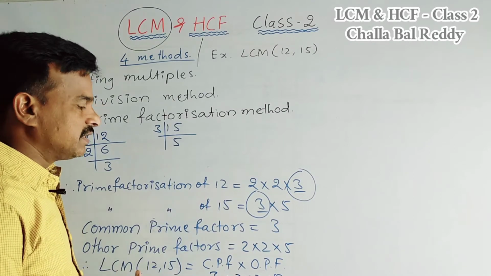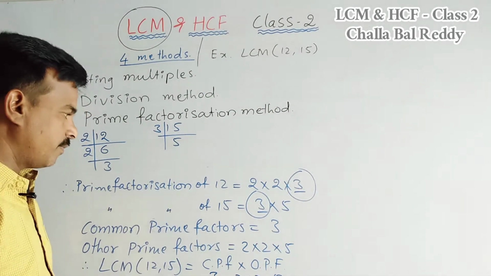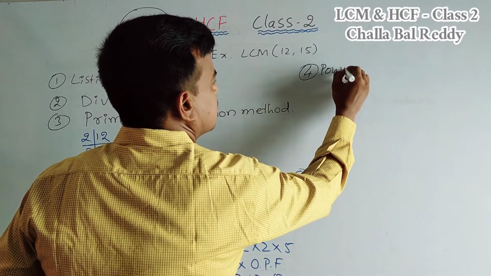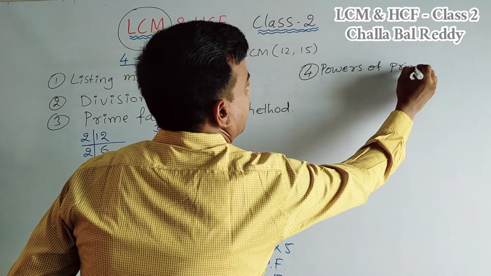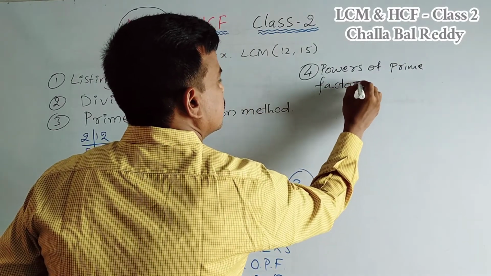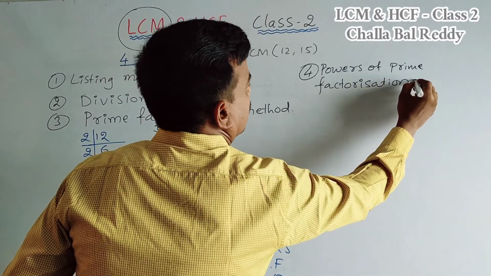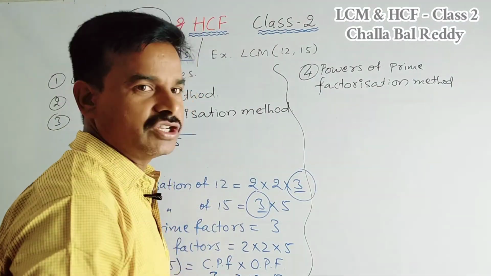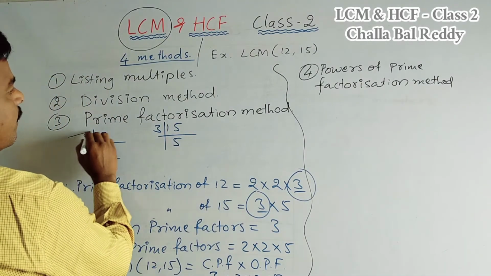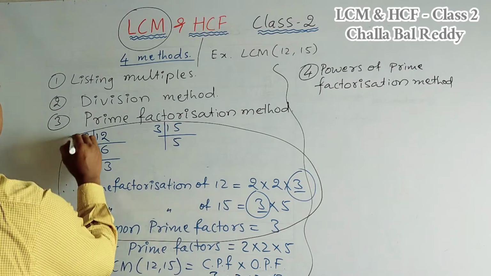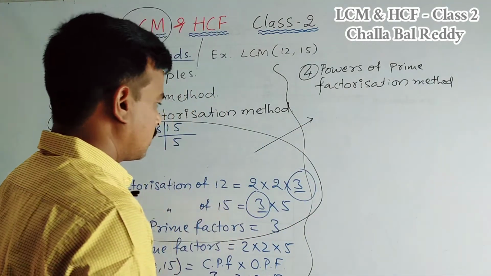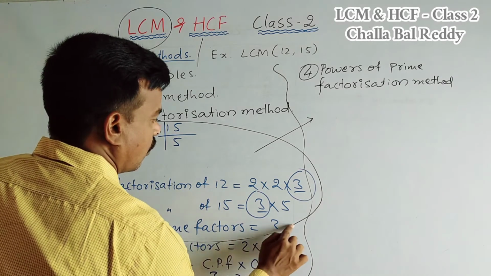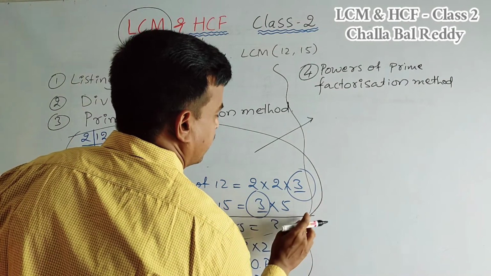And the next method is the powers of prime factorization. Fourth method is the powers of prime factorization method. In this method, first we find the prime factorization of these two numbers, and then we find the powers of prime factorization.